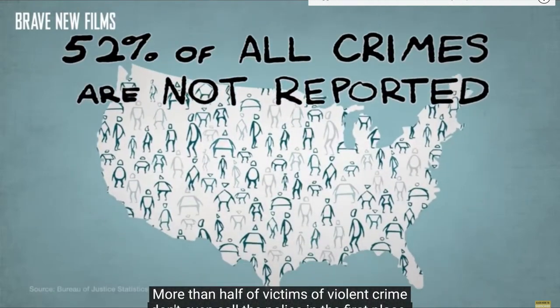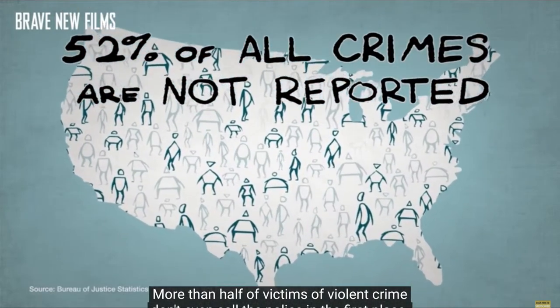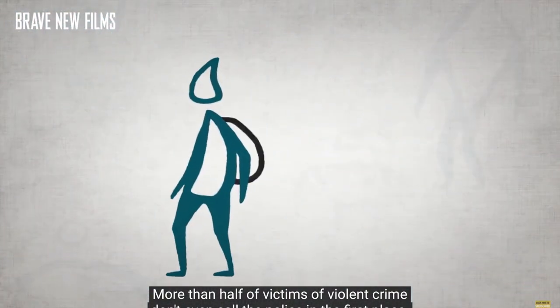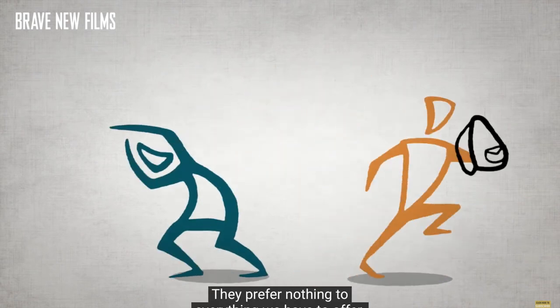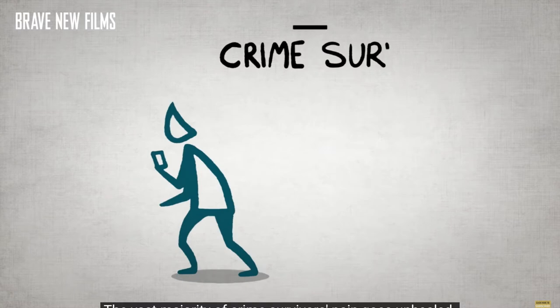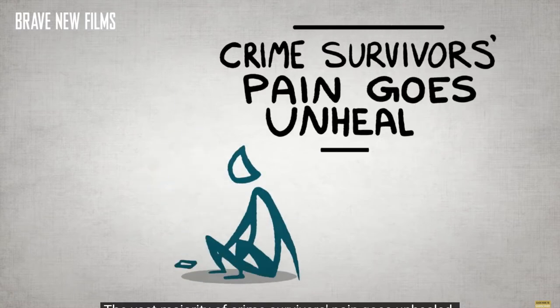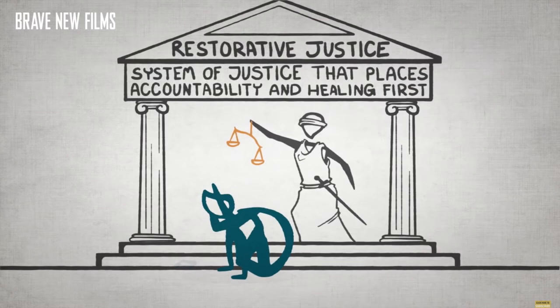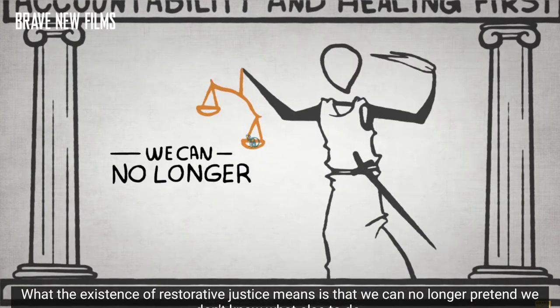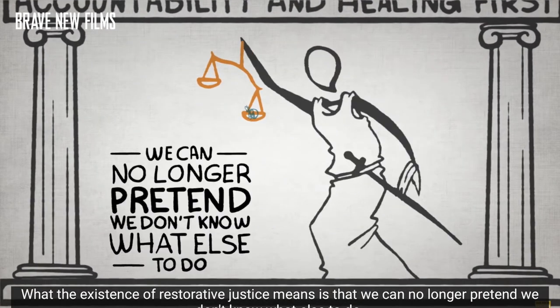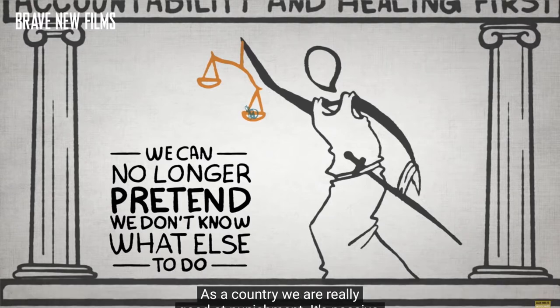More than half of victims of violent crime don't even call the police in the first place. They prefer nothing to everything we have to offer. The vast majority of crime survivors' pain goes unhealed. What the existence of restorative justice means is that we can no longer pretend we don't know what else to do. As a country, we're really good at punishment.